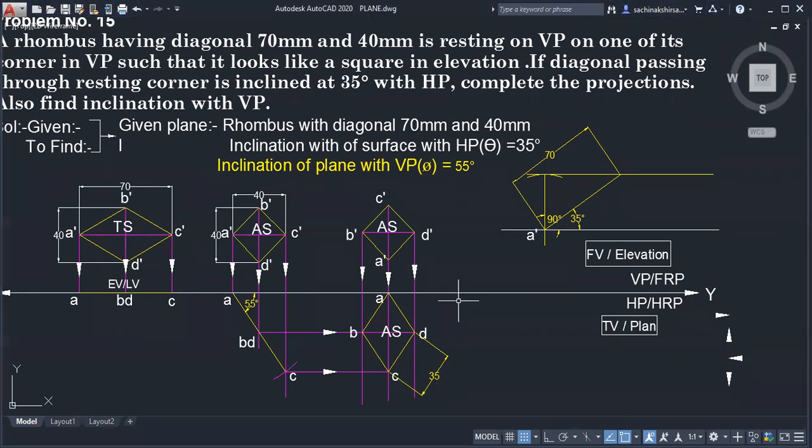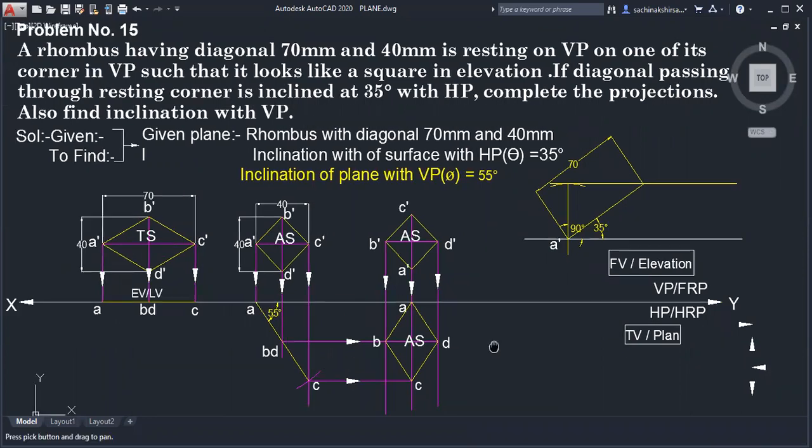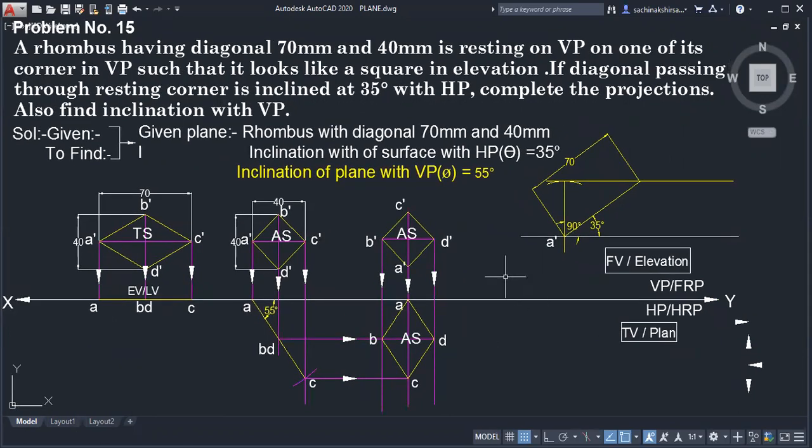So what was the new thing in this problem? Calculation of the apparent angle. Just as in our line chapter, here you have to remember one procedure: true inclination, true length. True inclination was given as 35, length was given as 70. Mark it.